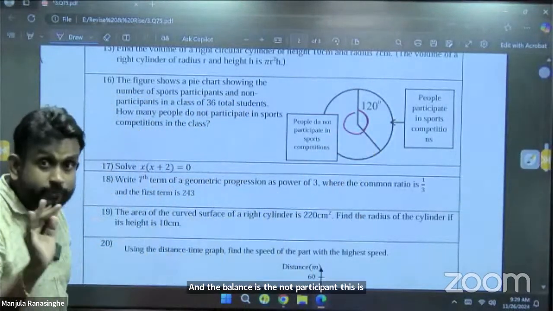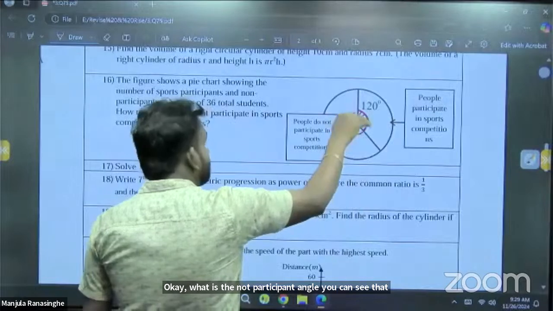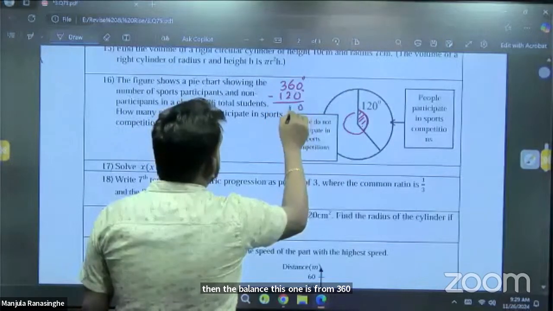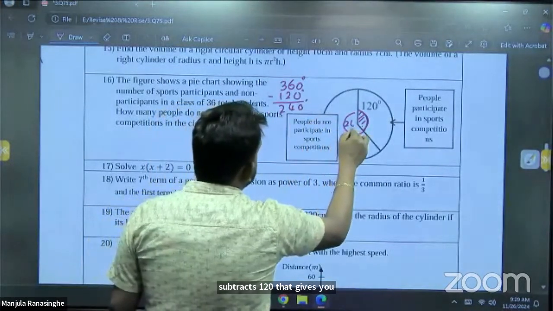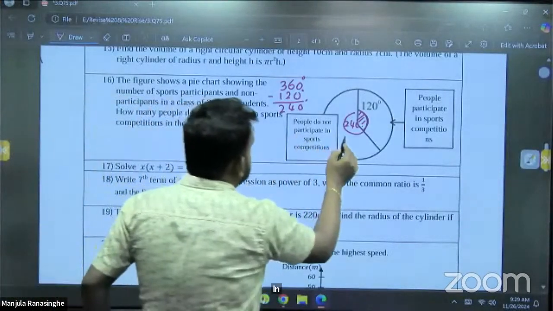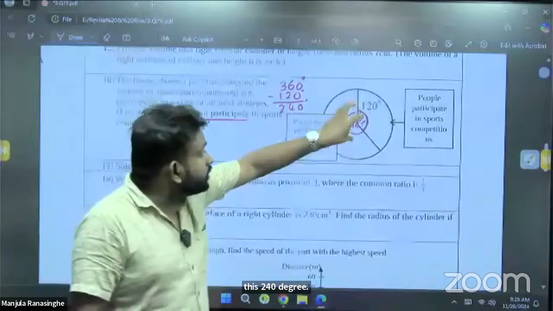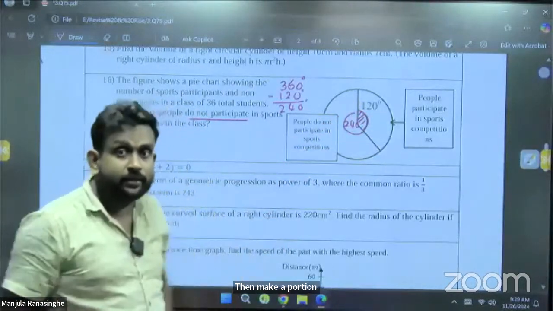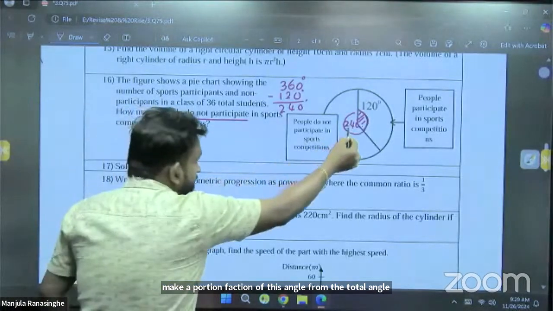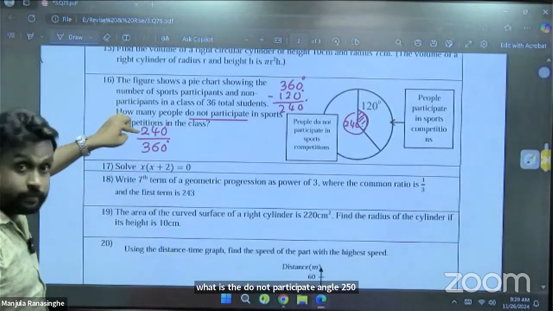What is the not participant angle? You can see that this is 120. Then the balance is from 360, subtract 120. That gives you 240. How many people do not participate? Do not participate means this 240 degree. Then make a fraction of this angle from the total angle. What is the total angle? 360. Out of that, the do not participate angle is 240.